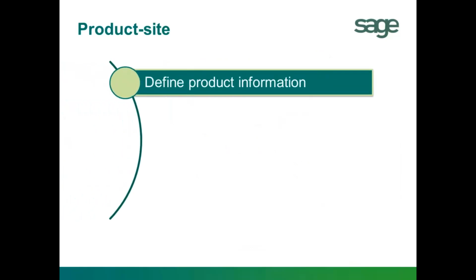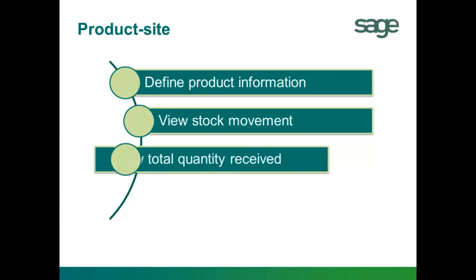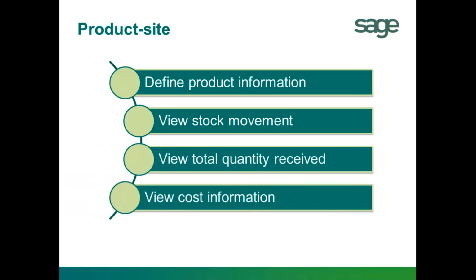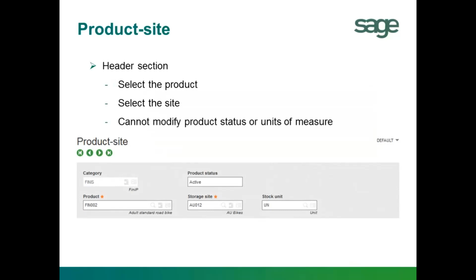You also define product information specific to the site. You can view stock movement information for each stock status and view total quantity received and amounts, as well as view stock information. Now, a majority of the information comes from the settings defined for the product category and product. Now, in defining the product site, you define the header, where you select the appropriate product and site you are defining information for. You cannot modify the product status or the stocking unit of measure.